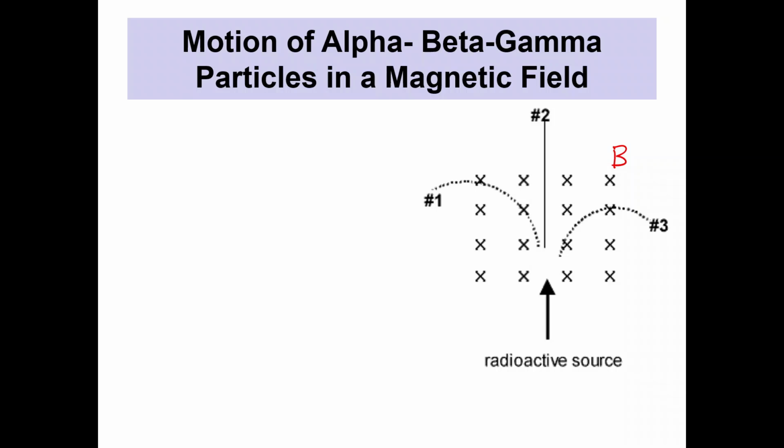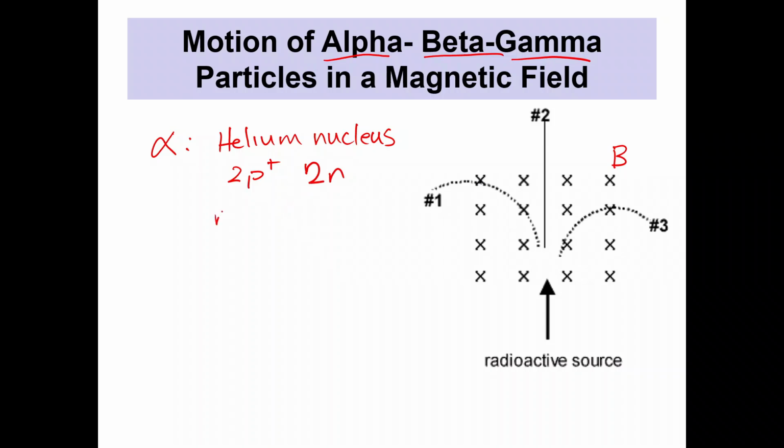So we have the alpha, beta, and gamma radiation. These are different particles that you might encounter in chemistry, and you might encounter them here in physics. Just a reminder that an alpha particle is a helium nucleus. It has 2 protons and 2 neutrons, so it is going to have a mass equal to 4 times the proton. So the mass of alpha is 4 times the mass of a proton.